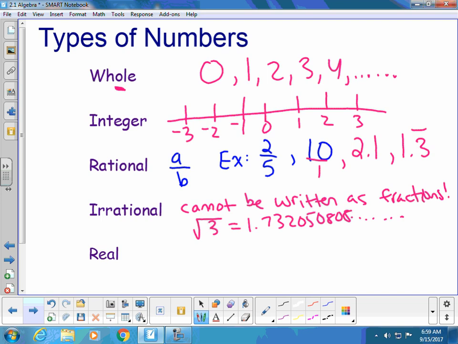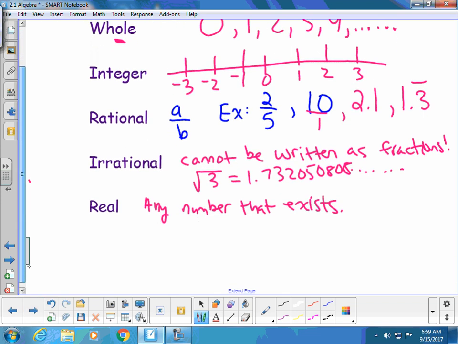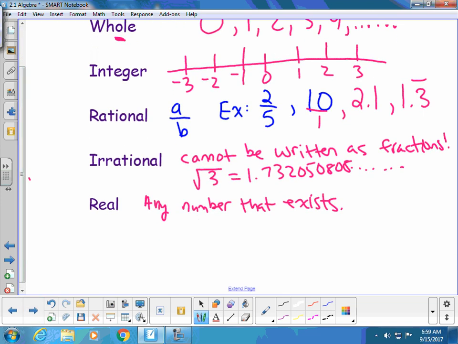And then real numbers are any number that exists. So you're probably wondering, what in the world, doesn't every number exist? Well, some things that I could write out in mathematics actually would not exist. Here's an example. 7 divided by 0. Go ahead and try to type 7 divided by 0. My calculator gives me an error because that cannot be done.